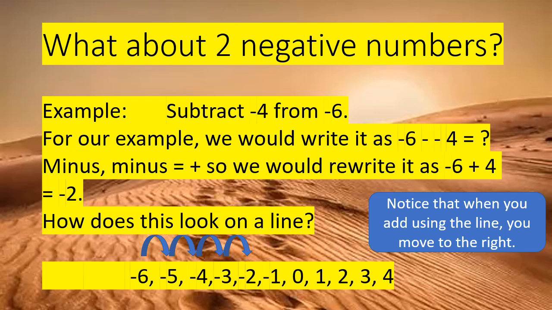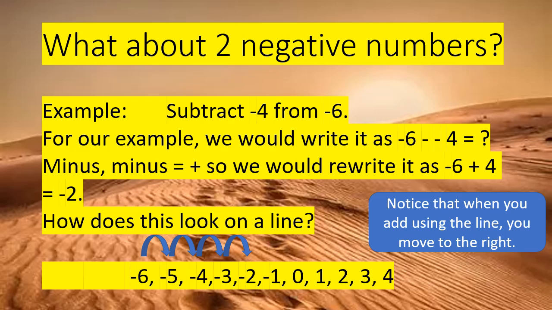So for our example, we would write it as minus 6 minus minus 4 equals what? Well, minus minus equals plus, so we would rewrite it as minus 6 plus 4, which equals minus 2.